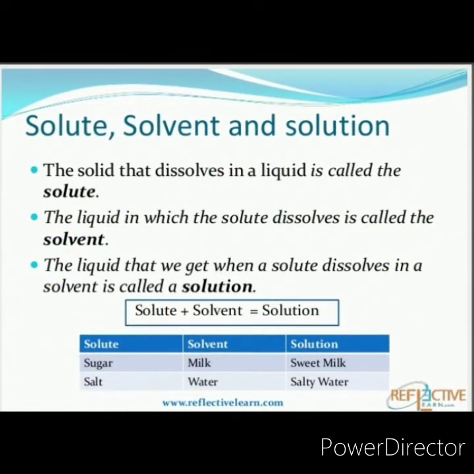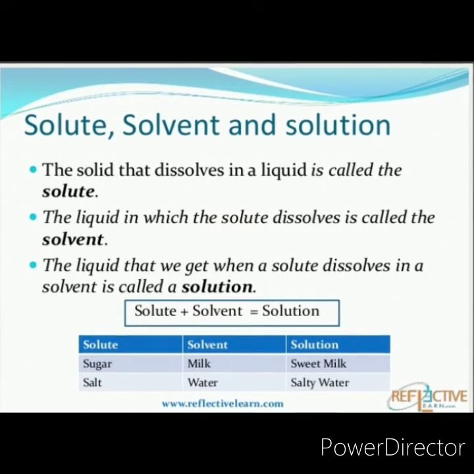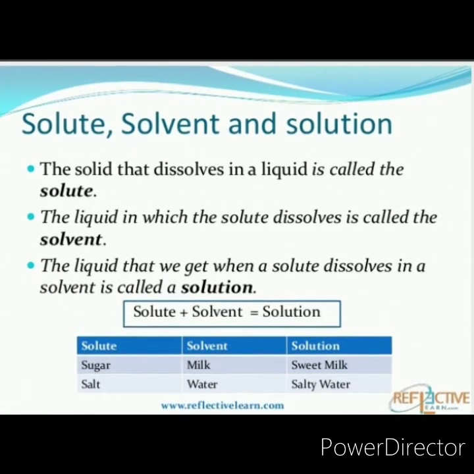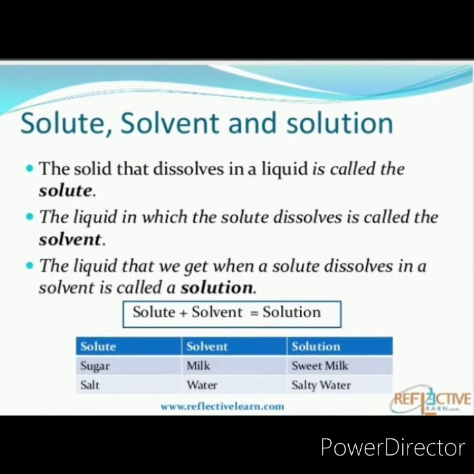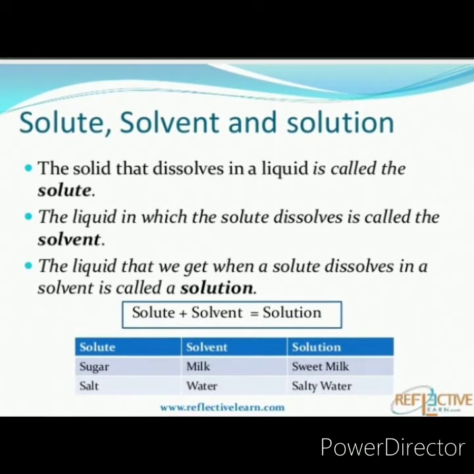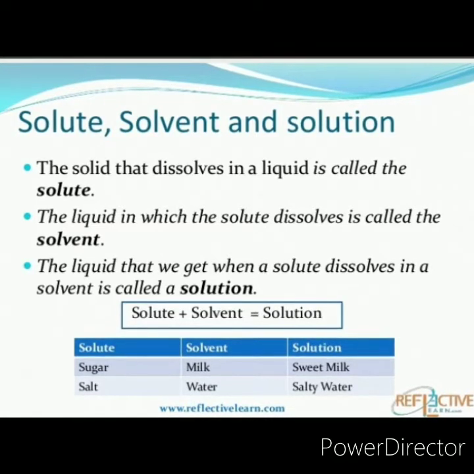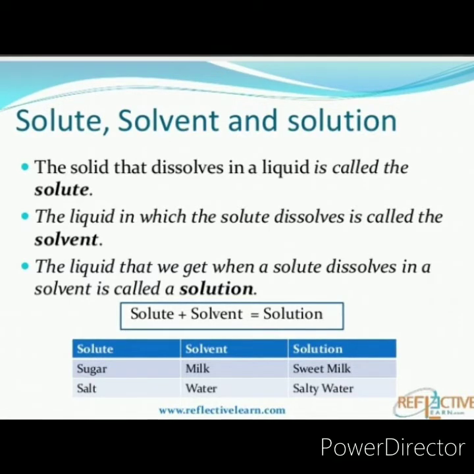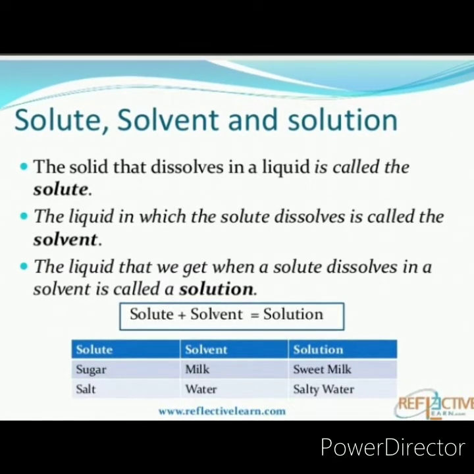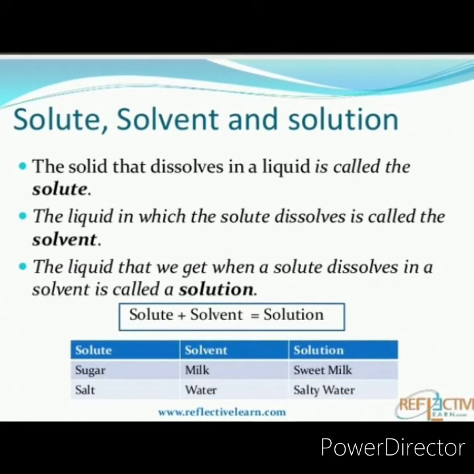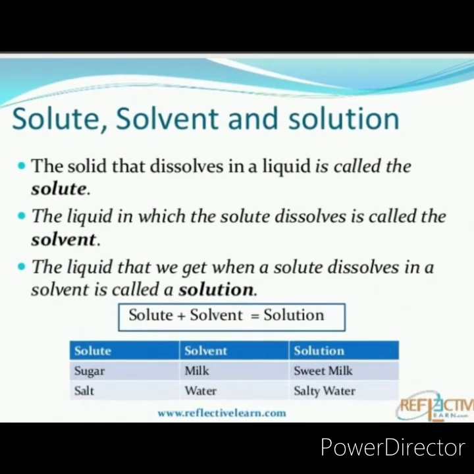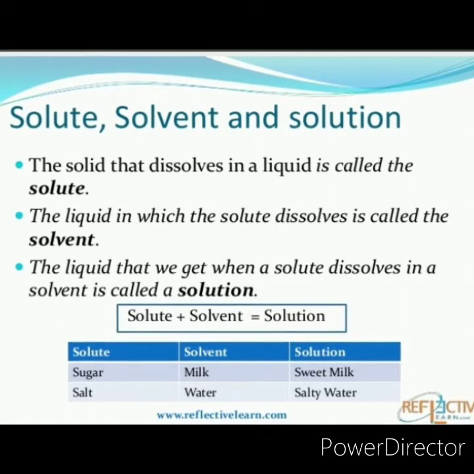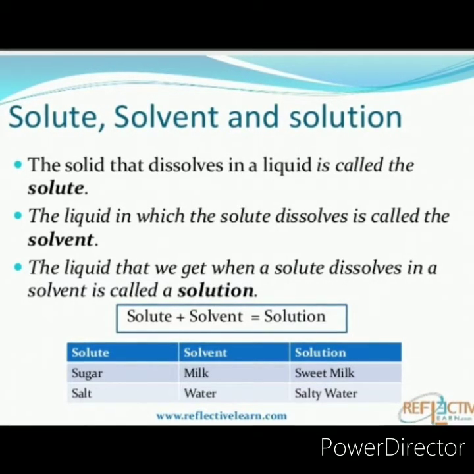Now, what is a solution? A solution is the mixture of a solute and a solvent. When a solute is dissolved in a solvent, the result of that is known as the solution. Now, what is the solute? Solute is the solid thing which is dissolved in a liquid. And what is solvent? Solvent is the liquid in which this solid gets dissolved.